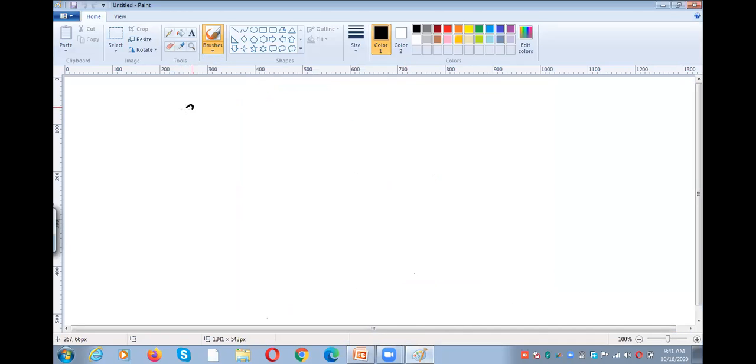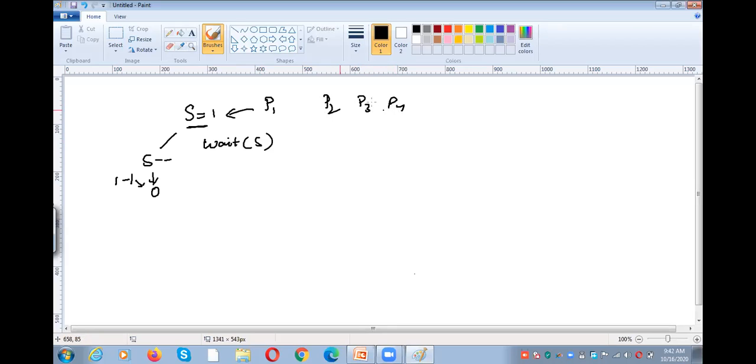For example, initially the semaphore value is 1. Process P1 performs a wait operation on the semaphore, wait of S. What happens? The semaphore value becomes 0. Why? Because wait means S minus minus, decrementing the semaphore value by 1, and 1 minus 1 means 0. If any other process, P2, P3, P4, whatever it may be, wishes to enter the critical section, it also needs to perform the wait operation. But what is the semaphore value? 0. So these processes cannot perform the wait operation. At that time, all these processes go to the waiting state.